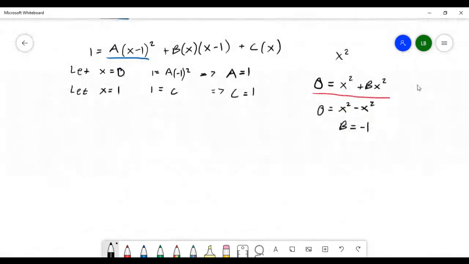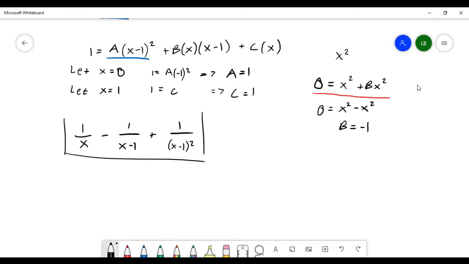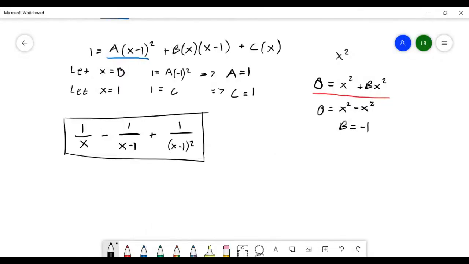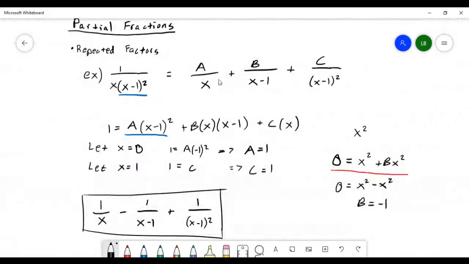So that then tells us that our answer should be 1 over x minus 1 over x minus 1 plus 1 over x minus 1 squared. Make sense? All right then. So that is when you have repeated factors. You just need to make sure you account for all the factors that includes the lower powers of these factors.